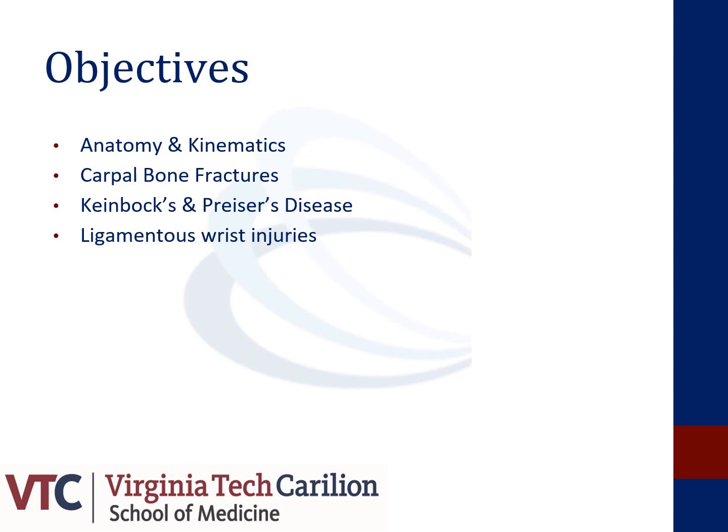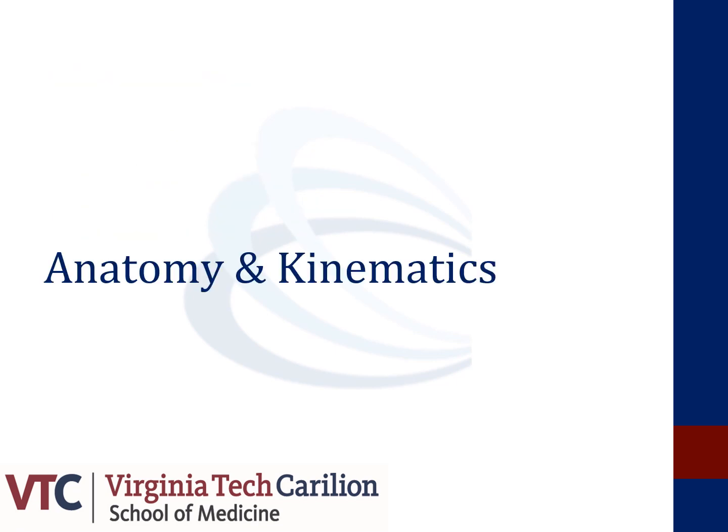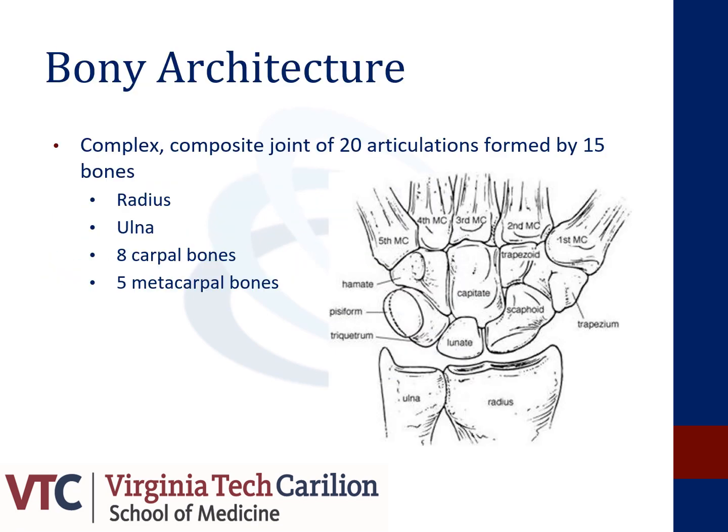So the objectives of our talk are to talk about the anatomy and kinematics of the wrist, followed by carpal bone fractures. We'll touch on Kienbock's and Preiser's disease, and then look at the ligamentous injuries of the wrist. So first is anatomy and kinematics.